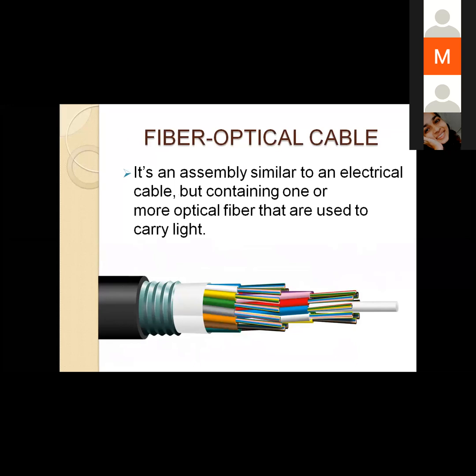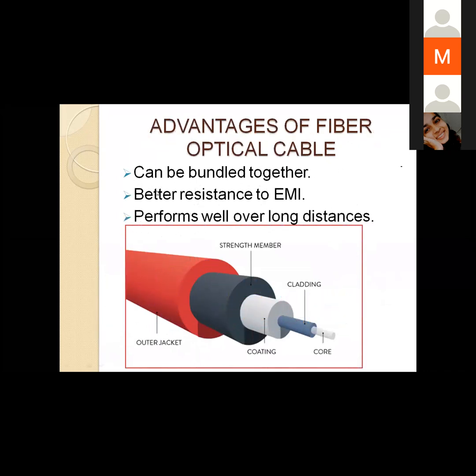Fiber optic cable network is that cable network that has strands of glass fiber inside an insulated casing. The difference between this and the other two types of wires is that those carry the data in the form of electrical signals, whereas this uses light signals. They can be bundled together, and they have a better resistance towards electromagnetic interference. Also, they perform well over long distances. They are a part of the wide area network and not of the local area network.